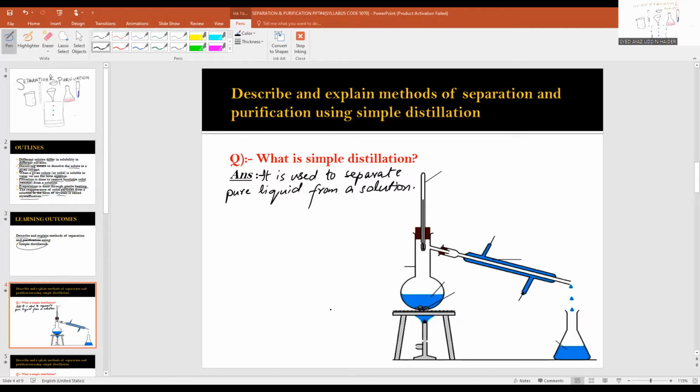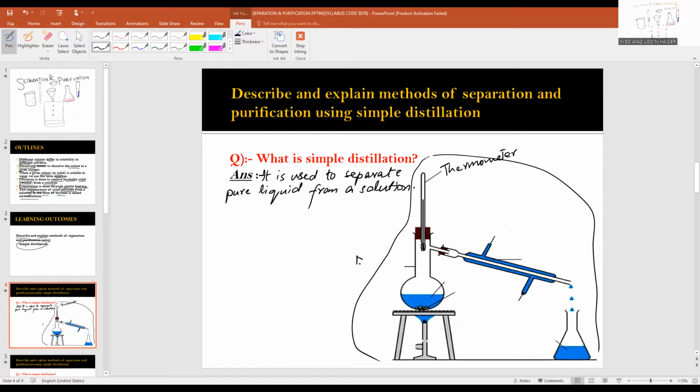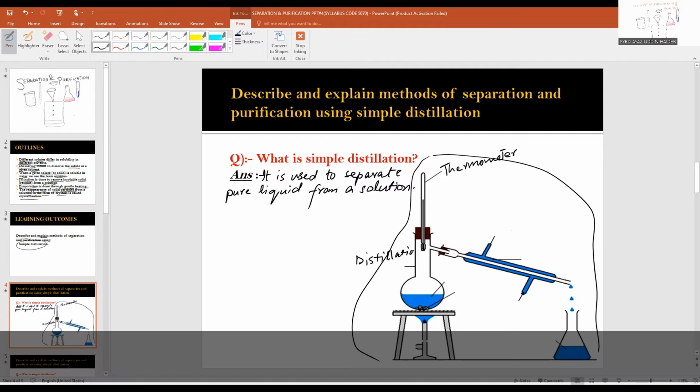On the right hand side, you see the whole apparatus for simple distillation. Let's label it. This is the thermometer. On top, you see the thermometer. This is the distillation flask.